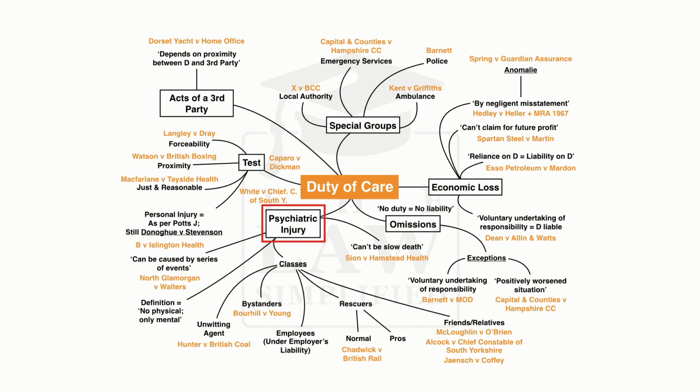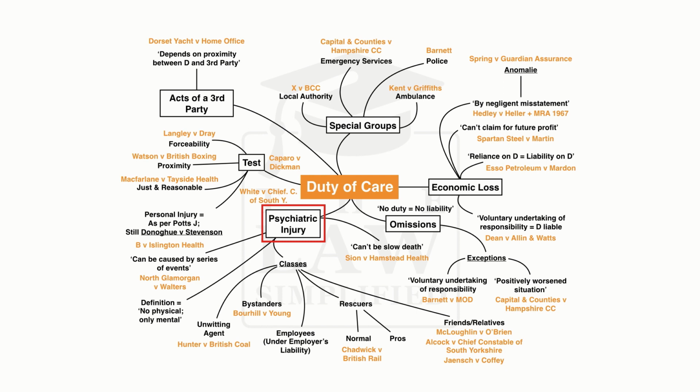White and Chief Constable of South Yorkshire, as a precedent case, illustrates that a person who is a secondary victim is someone who has not suffered any physical injury, nor was in any danger of suffering any physical injury, but has only suffered psychiatric harm, having witnessed something that has happened to the primary victim.